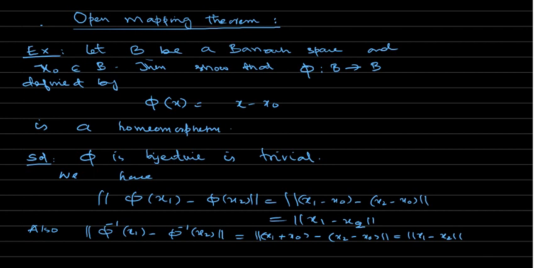So both are continuous mappings, and therefore both phi and phi inverse are continuous, and hence phi is a homeomorphism.